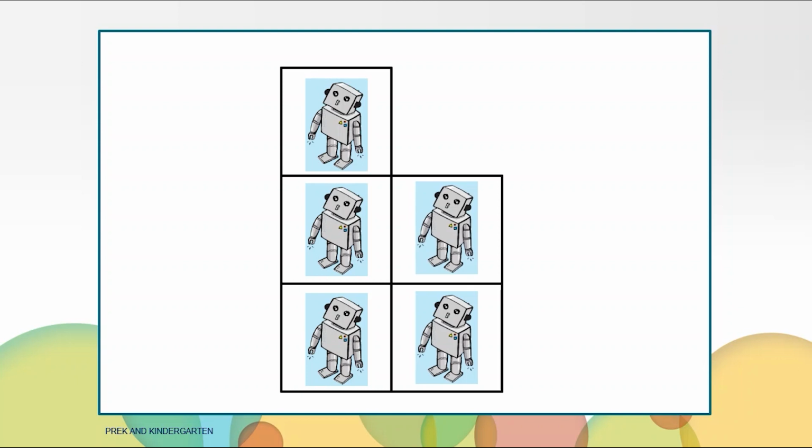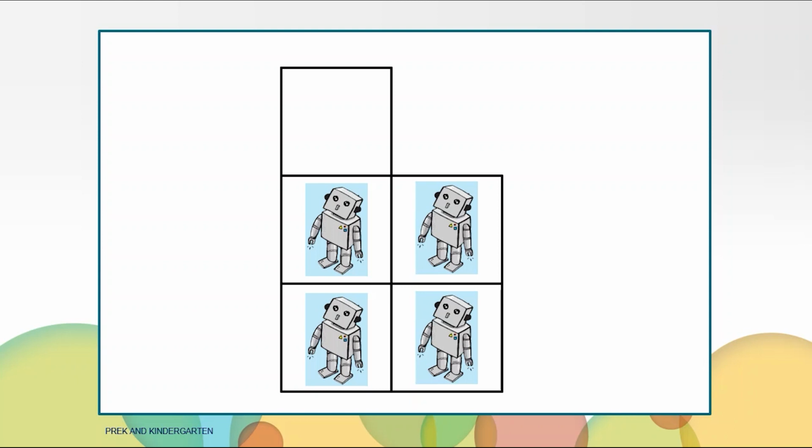The next part of the story problem said there was 1 on the shelf. Let's take 1 robot away. Listen to the story as I read it again. 5 shiny robots standing in the store, 1 on the shelf. How many on the floor?